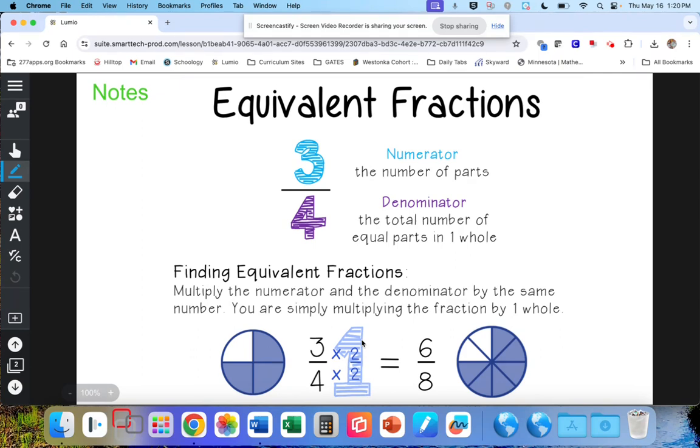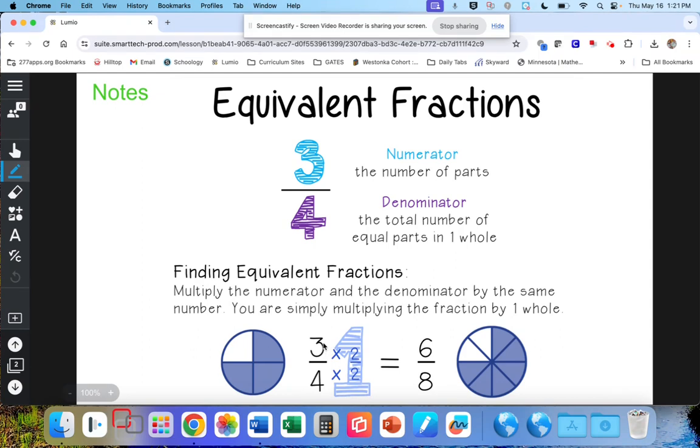So another way to always remember this is the saying, what you do to the top of a fraction, you do to the bottom. And what you do to the bottom, you do to the top. If we are going to keep it equivalent, meaning the same fraction piece amounts, we need to do the same thing to the top and the bottom to keep them the same proportions away from each other.